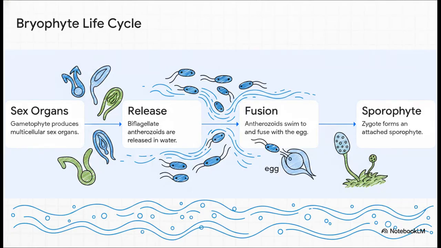Let's walk step by step through this mechanism because it is absolutely vital to understanding their limitations. The gametophyte produces male and female sex organs. The male organs release biflagellate antherozoids, meaning they have 2 little whip-like tails. But here is the major catch. They are released into water. They absolutely must have a layer of water to physically swim over to the female archegonium to fuse with the egg. Once that fusion happens, the zygote develops into the sporophyte, which then releases spores to start the whole cycle over again.